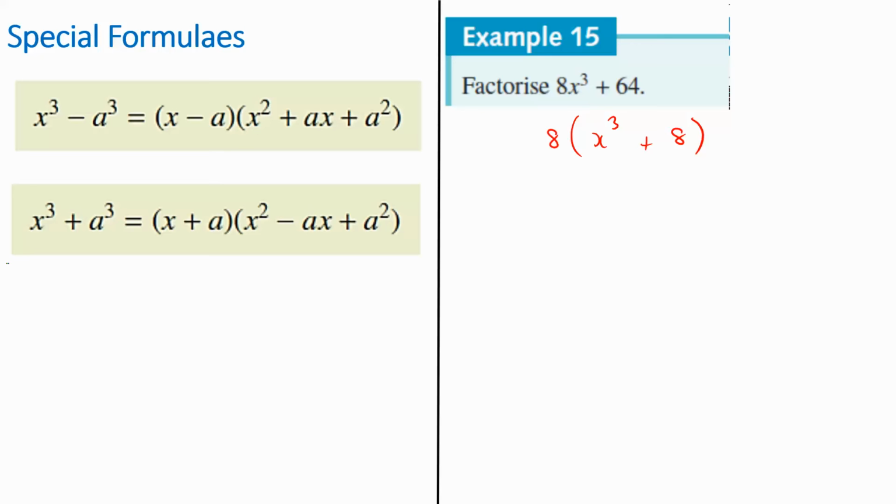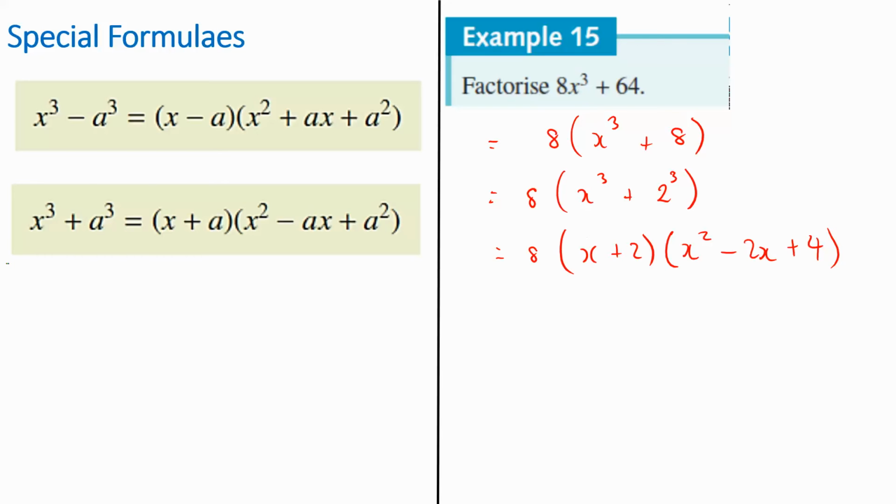So, something cubed gives you 8. 2. 2 times 2 times 2 will give you 8. So what I can say here now is that's x cubed plus 2 cubed. Now, according to the formula, that's my x, and a is my 2. I can use this formula here and say that must be the same thing as writing x plus 2. See, I'm just following it. x plus 2 times x squared minus 2x plus 2 squared, which is 4. Okay? And this is called factorizing.